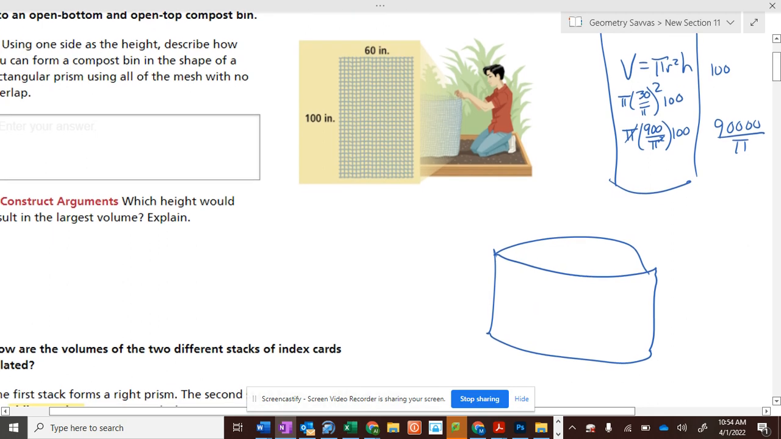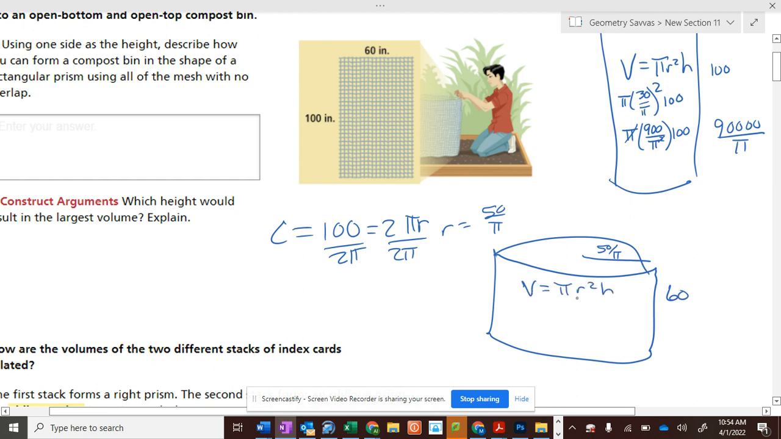Okay? Now let's put it the short fat way. So, what's the circumference if we lay this down? So the circumference equals 100, which equals 2 pi r. So how do I get r alone? Divide by 2 pi. So r is going to be equal to 50 over pi. What's the height going to be? 60. So the volume equals pi r squared h. Pi, the radius, is 50 over pi squared times 60.